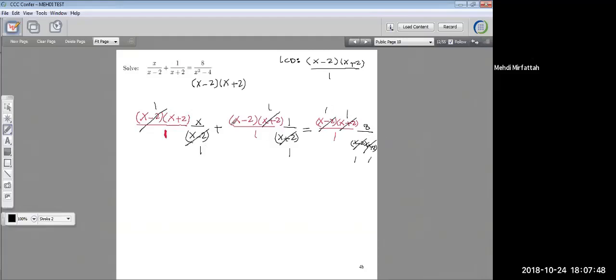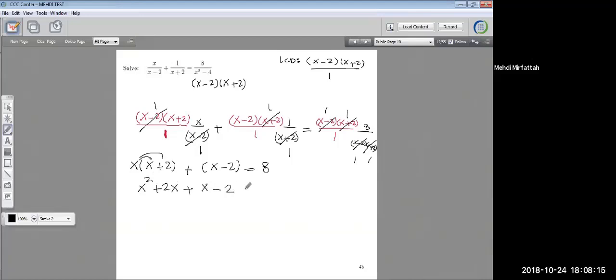So now I get the linear equation out of that. The first one would give me x times x plus 2 plus, this would be 1 times x minus 2 is equal to, this would be just 8. When you distribute this, you get x squared plus 2x plus x minus 2.